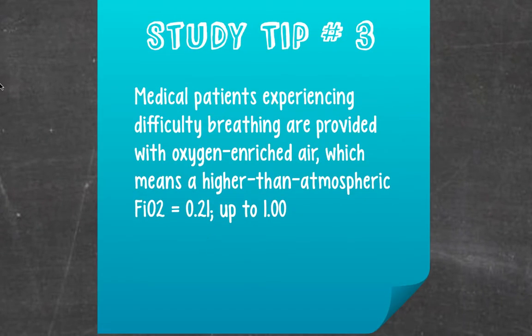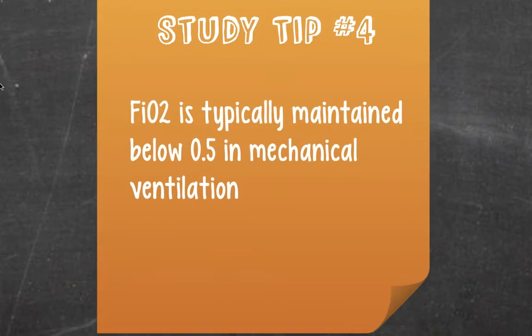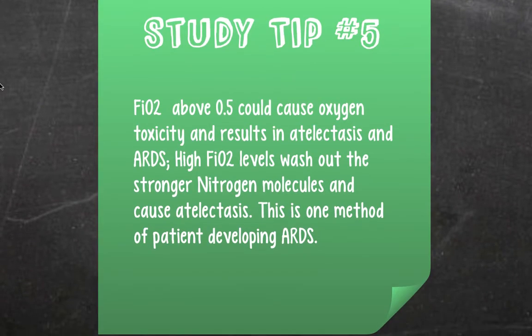Tip number 3. Medical patients experiencing difficulty breathing are provided with oxygen-enriched air, which means a higher than atmospheric FiO2, from 0.21 up to 1. Tip number 4. FiO2 is typically maintained below 0.5 in mechanical ventilation. Tip number 5. Above 0.5 could cause oxygen toxicity and result in atelectasis and acute respiratory distress syndrome.